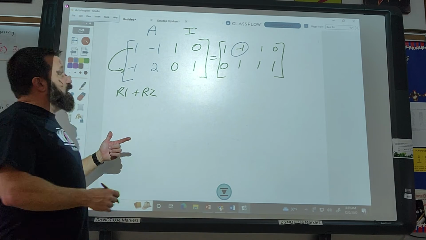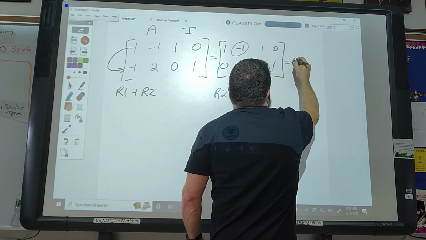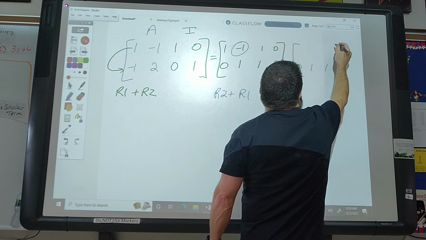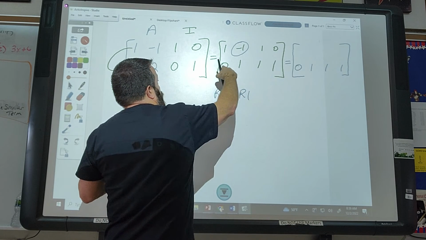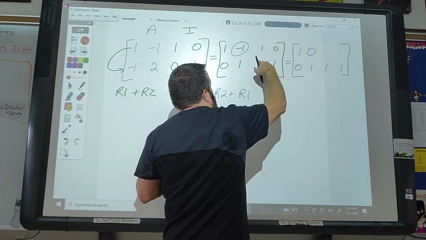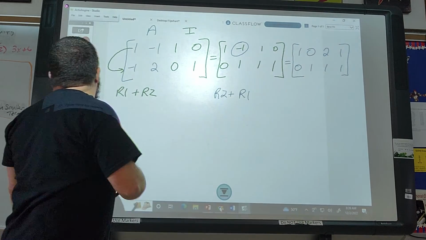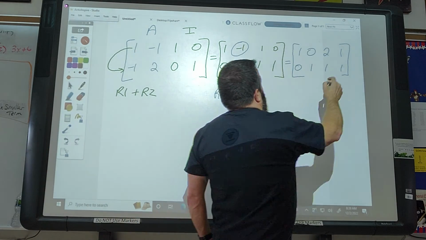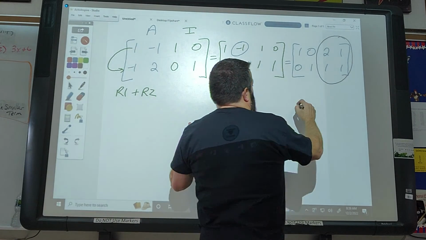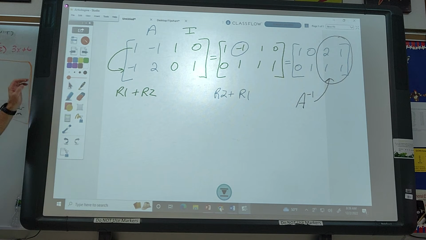So I'm going to take row 2 and add it to row 1. The bottom row, 0, 1, 1, 1, doesn't change. If I take this row and add it to that one, 0 plus 1 is still a 1. 1 plus negative 1 is a 0. 1 plus 1 is 2. And 1 plus 0 is 1. What I end up with in this case, this side right here, if this in blue was A, that right there is now the inverse of A, which I called matrix B in example number 1.